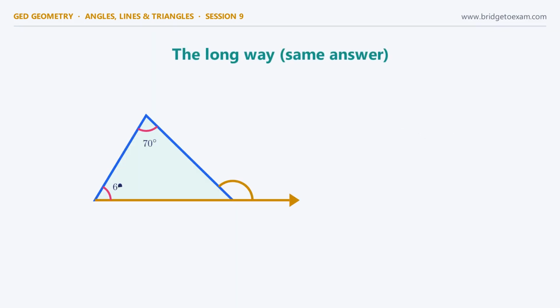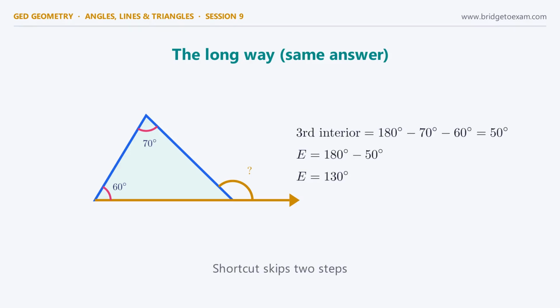Let's prove the shortcut gives the right answer by doing it the long way. First, find the third interior angle. 180 minus 70 minus 60 is 50 degrees. The exterior angle and that 50-degree interior angle sit on a straight line, so they're supplementary. 180 minus 50 is 130 degrees. Same answer, but notice the shortcut skipped two steps.